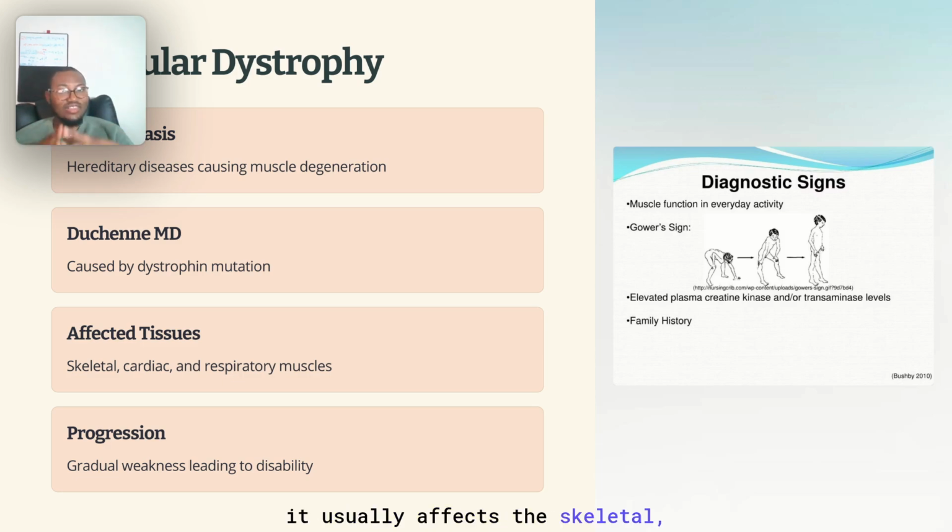It usually affects the skeletal, the cardiac, the respiratory muscles, and gradually, before you know it, it increases. And there's something we call the Gowers sign. If you look at how this patient is getting up, the Gowers sign is usually a sign that shows, oh, this is definitely muscular dystrophy. It can be Duchenne most times because that's the most common.